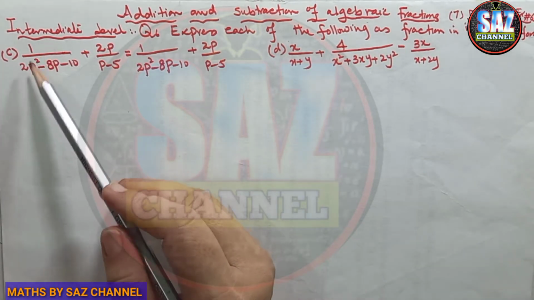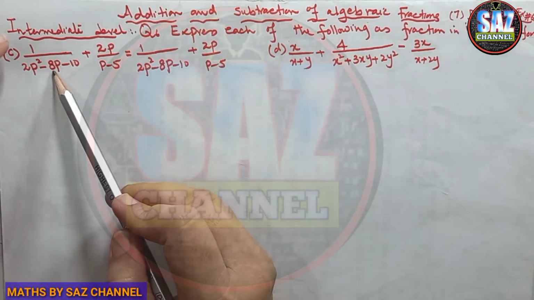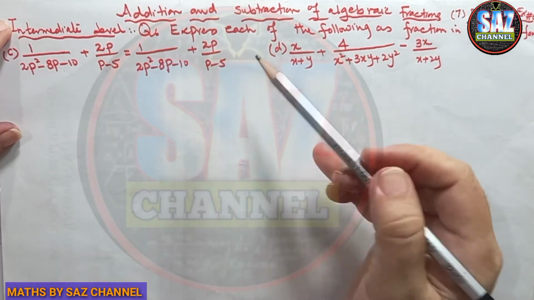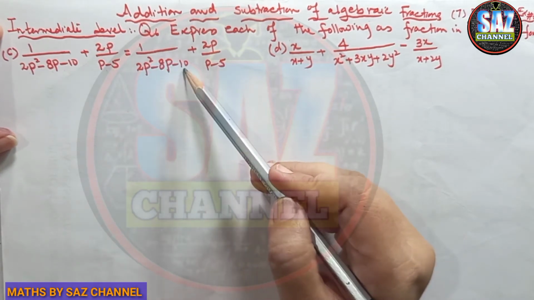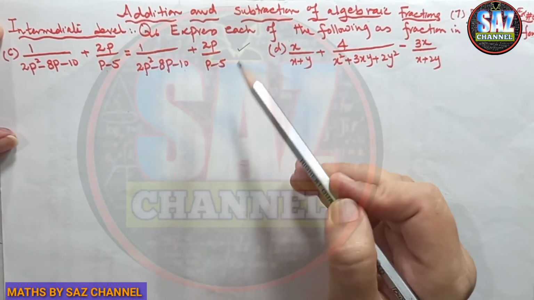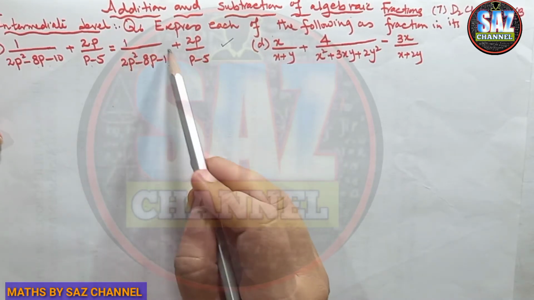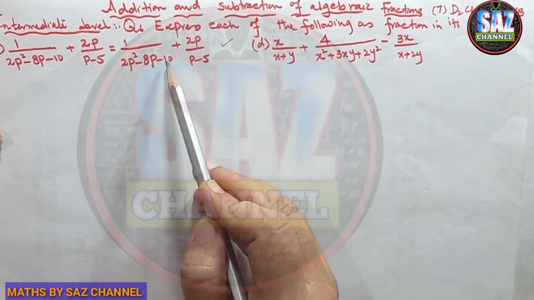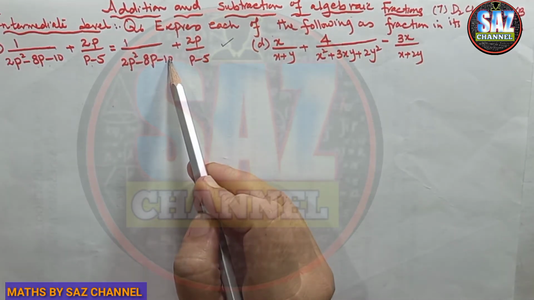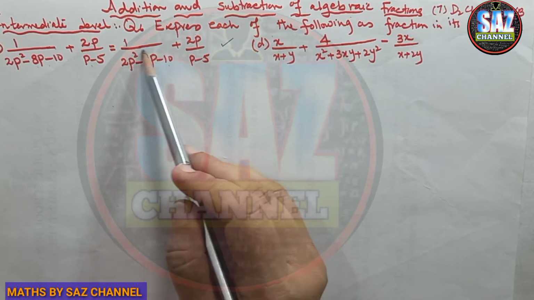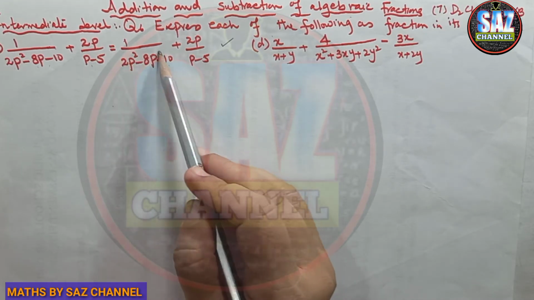First part of the question is 1 over 2p square minus 8p minus 10 plus 2p upon p minus 5. It's always good to rewrite the question, so I've written the question for you. If we look at the denominator of the first fraction, 2p square minus 8p minus 10, it is a standard quadratic expression, and in order to simplify this part, we need to apply middle term breakage.